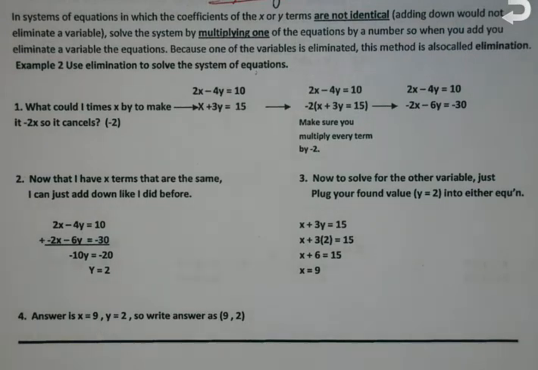So what will end up happening on this one is, if I try to add down, I'm going to find none of my variables are going to disappear at all. Well, that's not good, because I have to have one of them disappear, otherwise I can't solve for this. So I need an option to be able to do this.